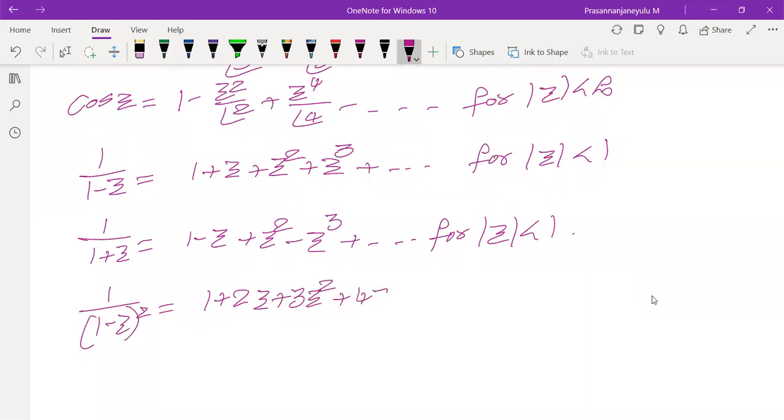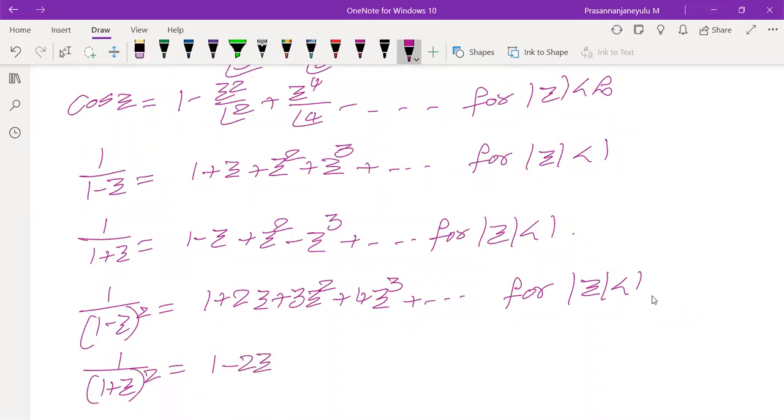All these are intermediate formulas only, and might be used in a few concepts of your engineering course. In the same manner, 1 by 1 plus z whole power 2 equals the same terms as in the previous formula, but with alternating signs. 1 minus 2z plus 3z square minus 4z cube plus and so on, for modulus of z less than 1.